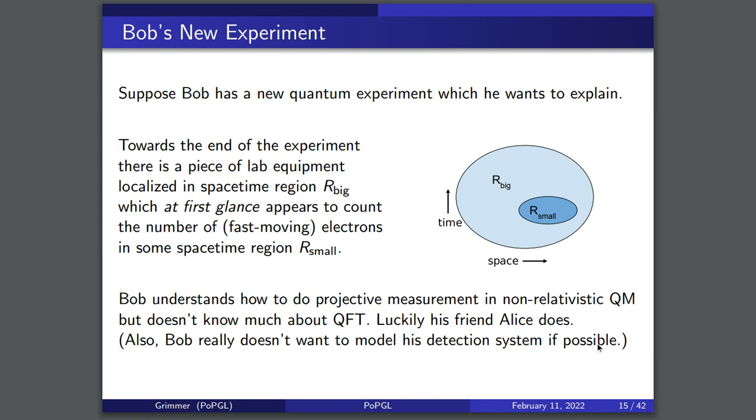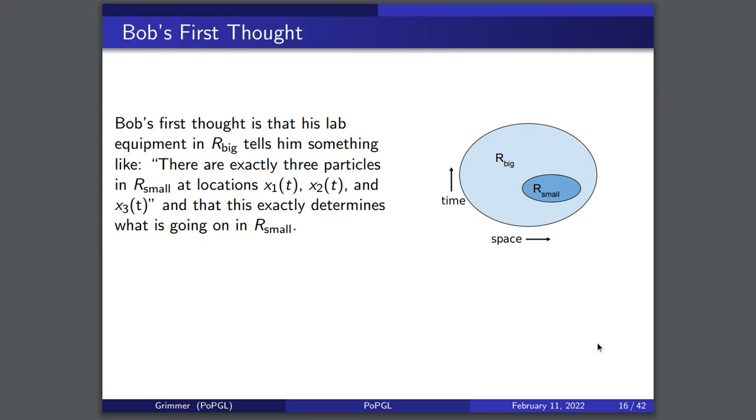So, we've got Alice and Bob. Bob's first thought here is that his lab equipment in R big tells him something like, or it can tell him something like, look, there are 3 particles in region R small, and they're located at x1, x2, and x3. And Bob thinks that this exactly determines what's going on in R small. He's found all the particles, he's found where they all are. He thinks that's an exact description of what's going on in this region R small.